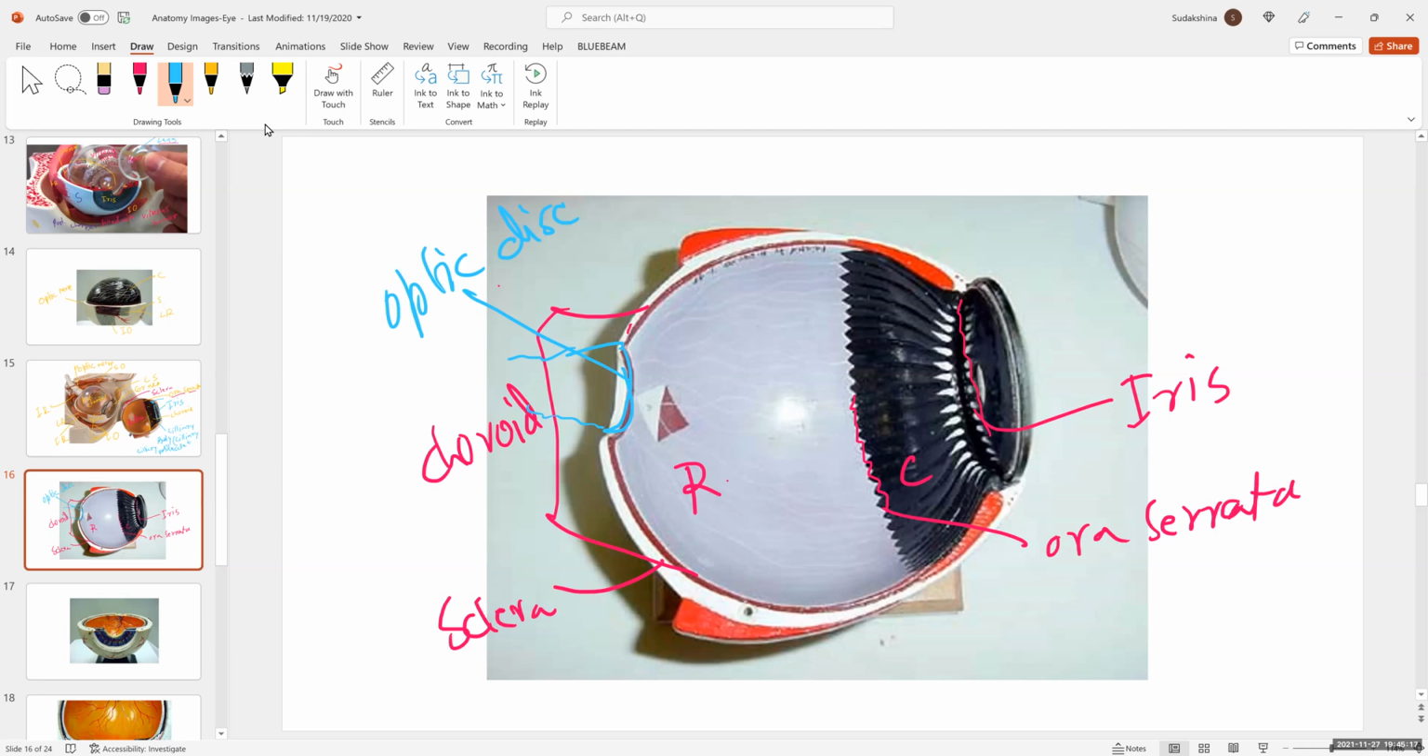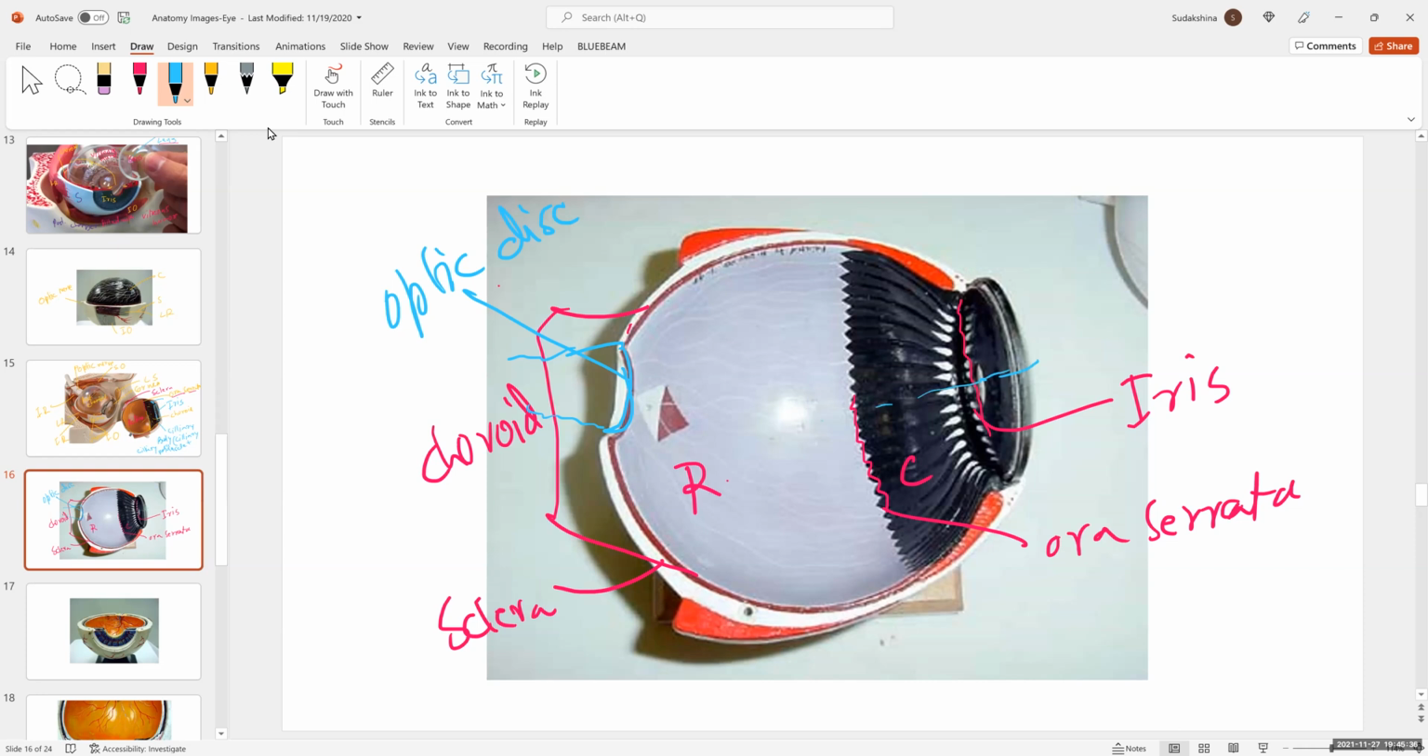Okay, optic disc. So basically this is the pupil, right? When light falls through the pupil. No, not like that. When light falls through the pupil.